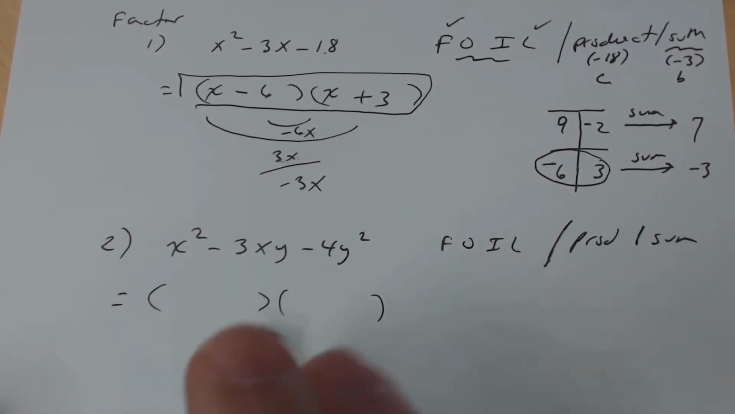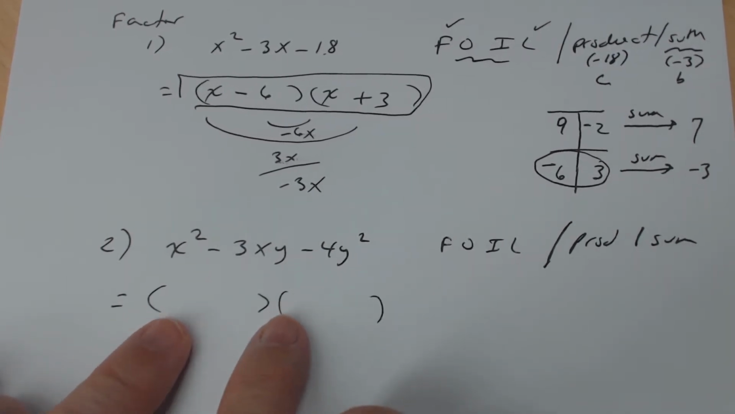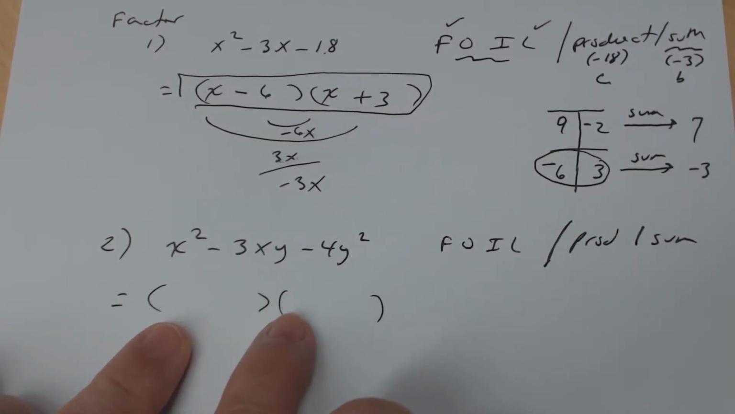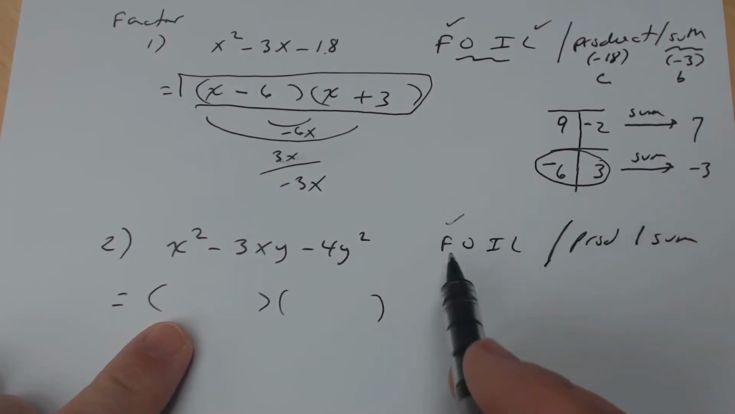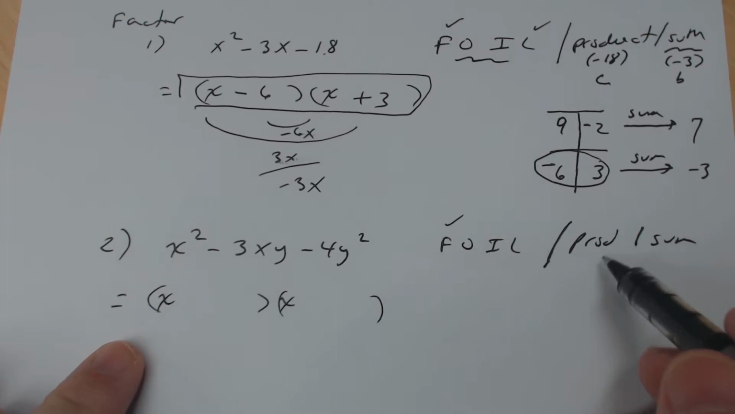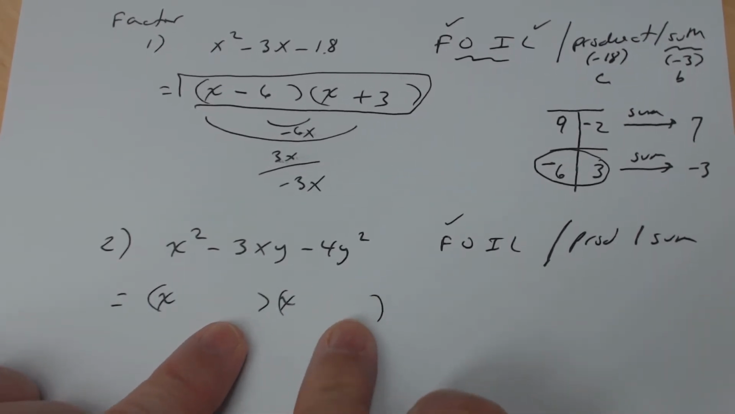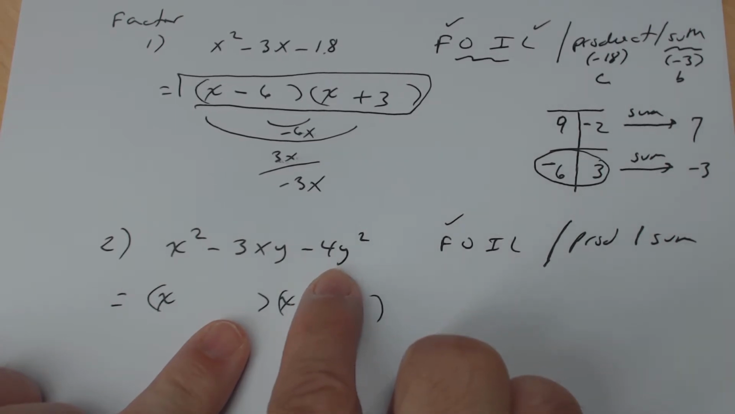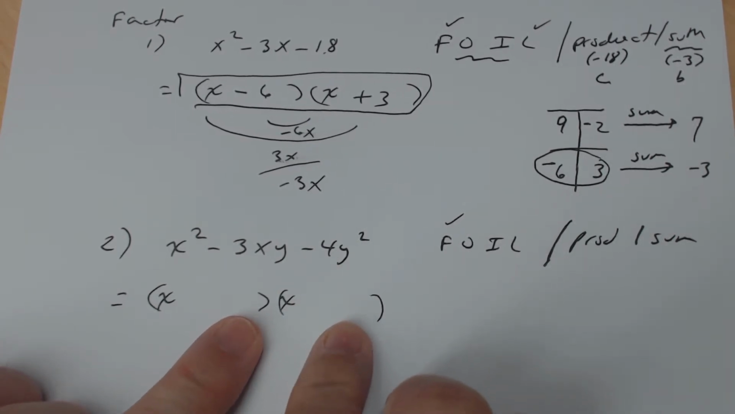Alright, so x times x, so think about what goes here. X times x, first times first. That's this one here. We're going to just do this one first. X times x is x squared. Now I want the product right here. I want these two terms here. I want to find two factors of negative 4y squared. So two factors that will give me negative 4y squared.